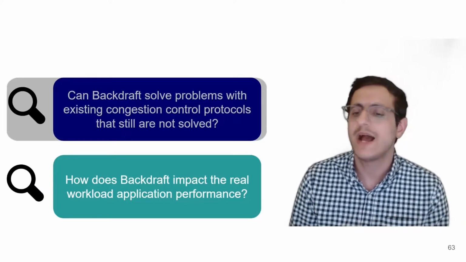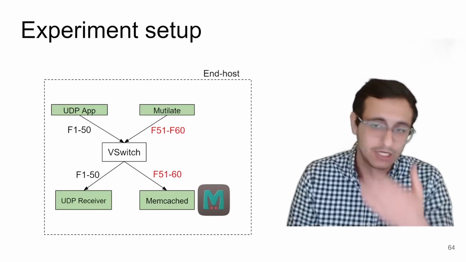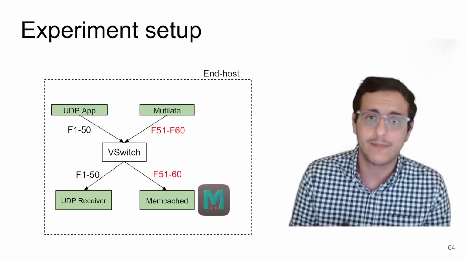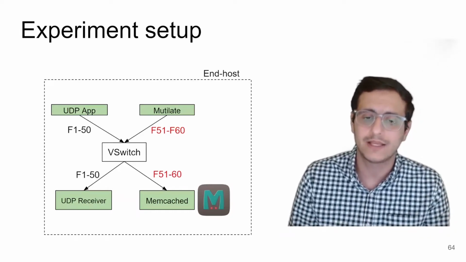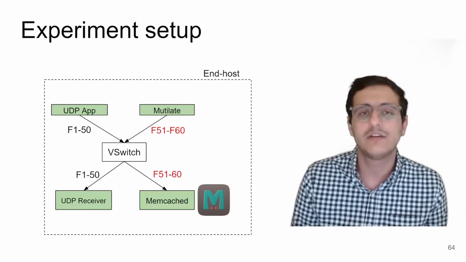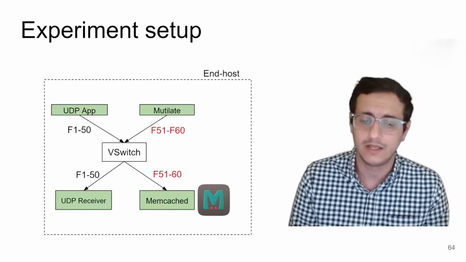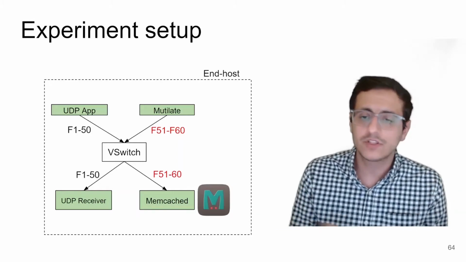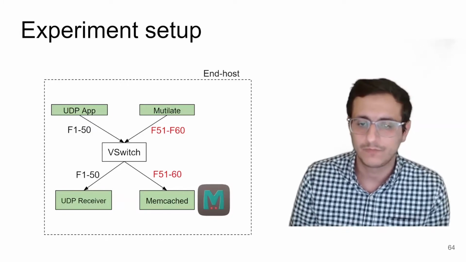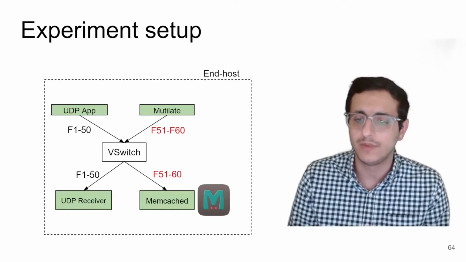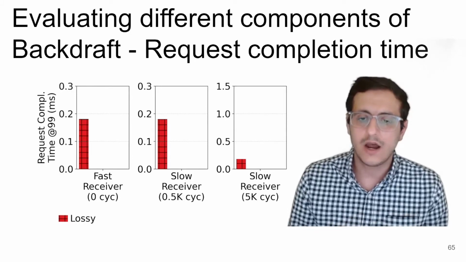Now we want to understand how Backdraft impacts application performance. Here is a real application, a key value store, memcached. We have mutilate to generate workload for this application, and we have a UDP app, which is a non-cooperative workload that creates a lot of packets towards its receiver. And the receiver of this UDP workload generator can be slow, as we'll see in a bit. So we have different types of workload at the same time, and we want to report the performance of memcached as our application. It's worth mentioning that there is a vSwitch in the middle, and this is a single node experiment.